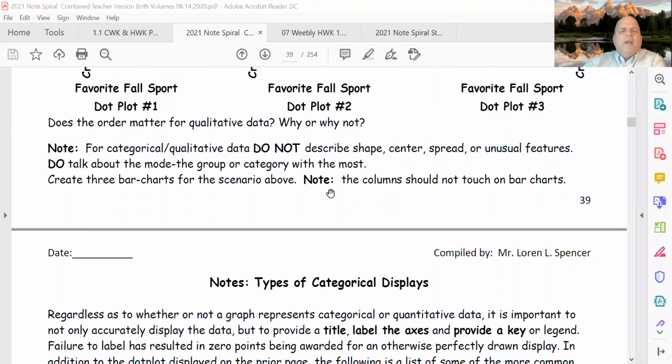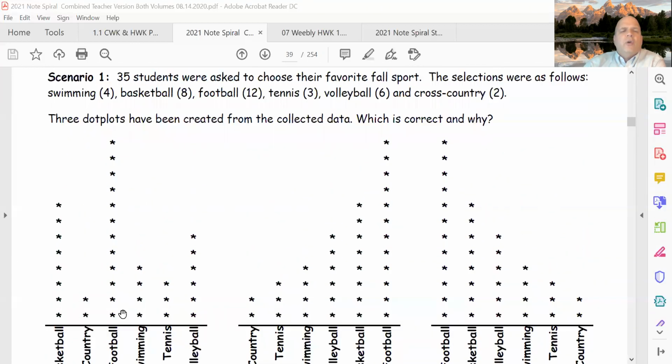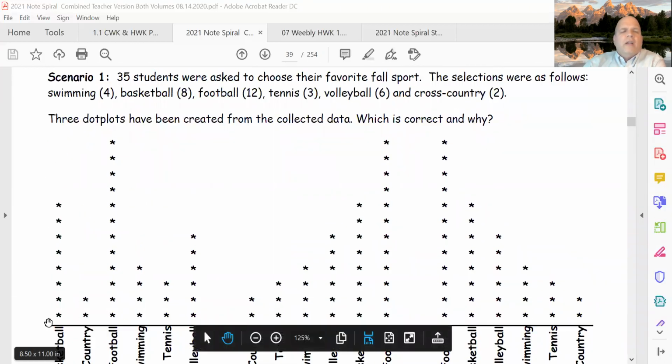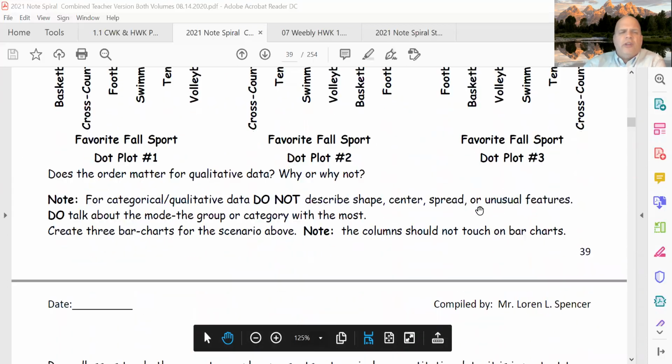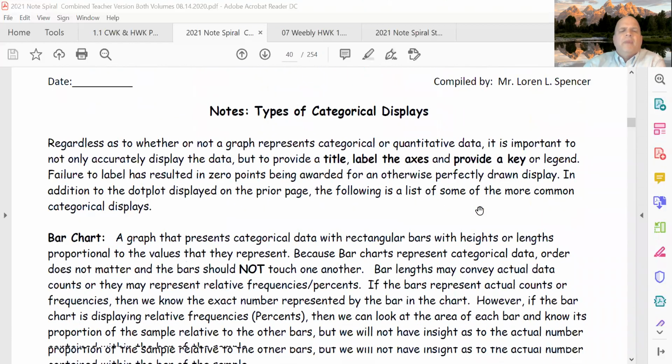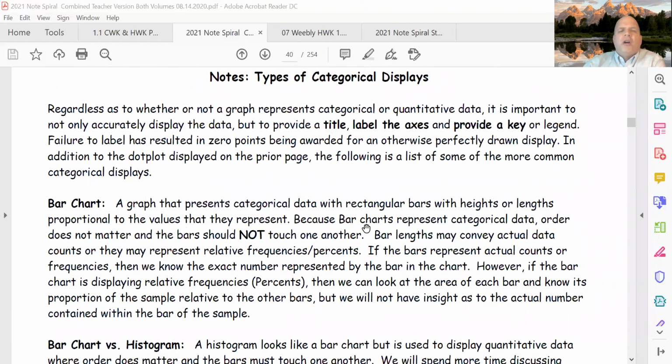All right. If you turn this into a bar chart, and a bar chart is slightly different than a histogram, make sure the bars don't touch. Why? Because one doesn't go to the next. They're separated, so they should be separated. All right. So bar charts.